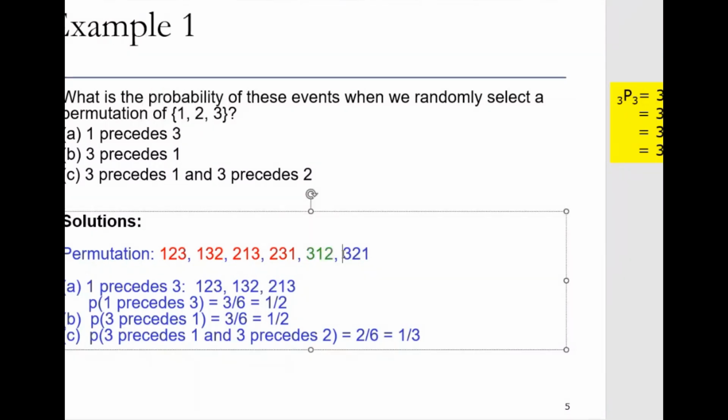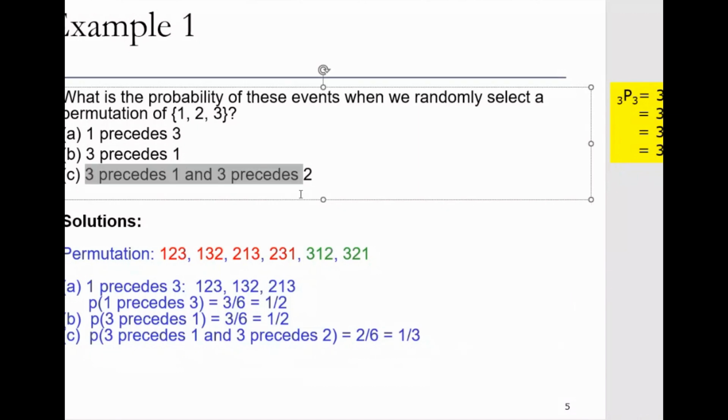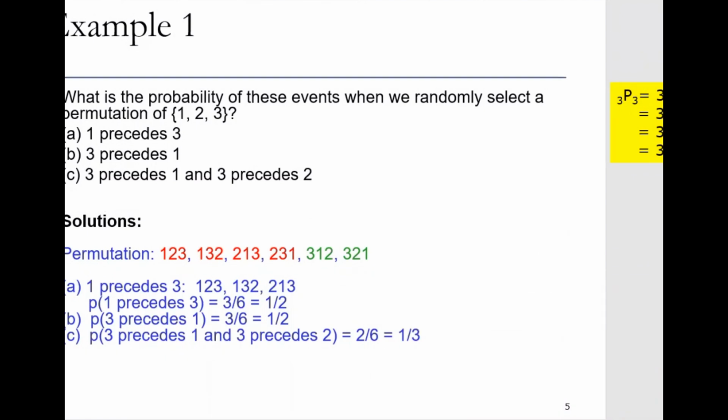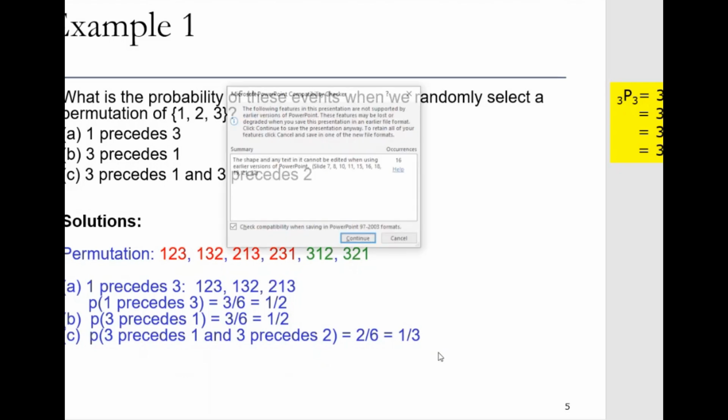How about this one? Again, yes, it appears before 2 and appears before 1. So the only time when this criteria is satisfied is 2 times only. The total number of permutations is 6, but the number that satisfied this event is only 2. So that's why we take 2 divided by 6. That gives us a probability of 0.333 or 1/3. All right, so I hope everybody got it.